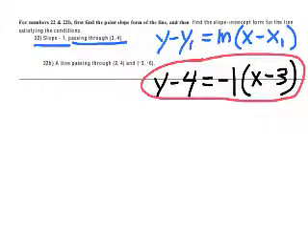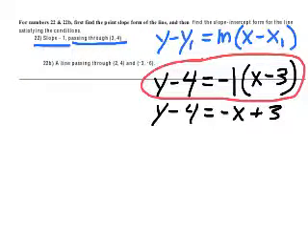Okay, so now we've got to just change that into slope-intercept form, which I think is more useful. Okay, so first we simplify both sides. There's nothing to do on the left, but on the right we have a distribution. So copy this over. Y minus 4 equals negative 1 times x is a negative x, and then it becomes negative 1 times negative 3 is a positive 3. Always keep track of what happens with your signs.